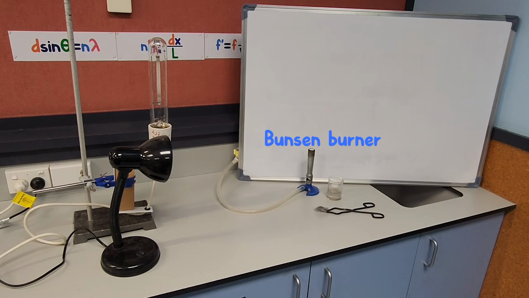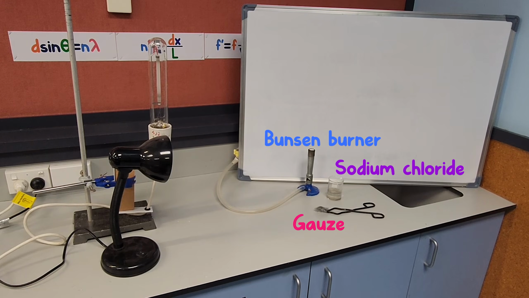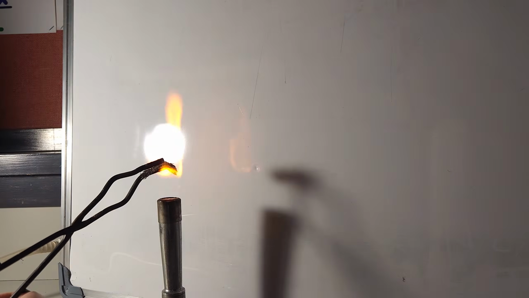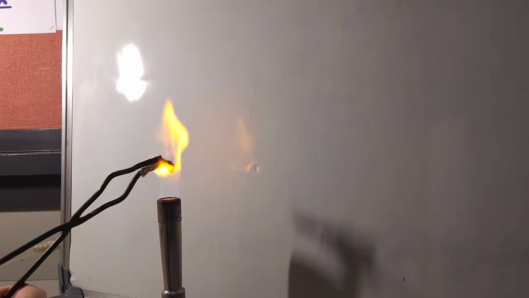I have here a Bunsen burner, metal gauze to dip in a solution of sodium chloride, a normal LED lamp, and a high pressure sodium lamp. Turning on the normal LED lamp and heating the soaked gauze, we see nothing peculiar. Repeating this with the sodium lamp, we see the flame cast a shadow.